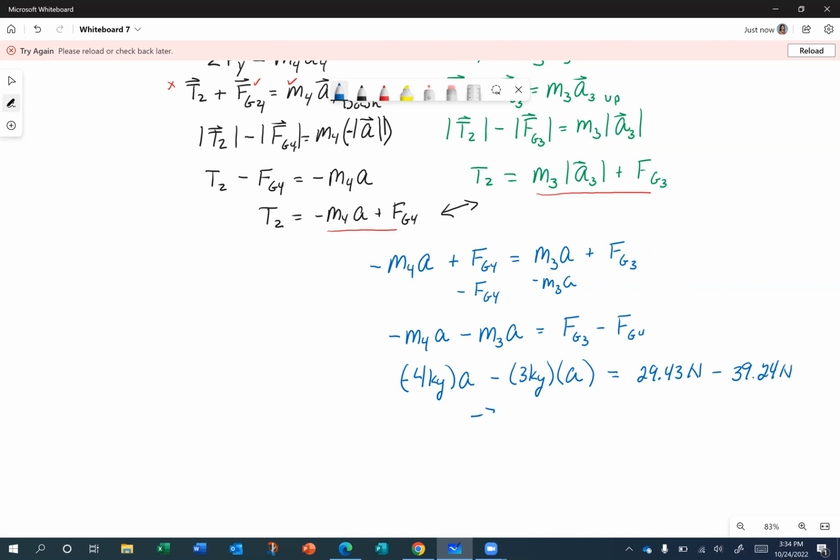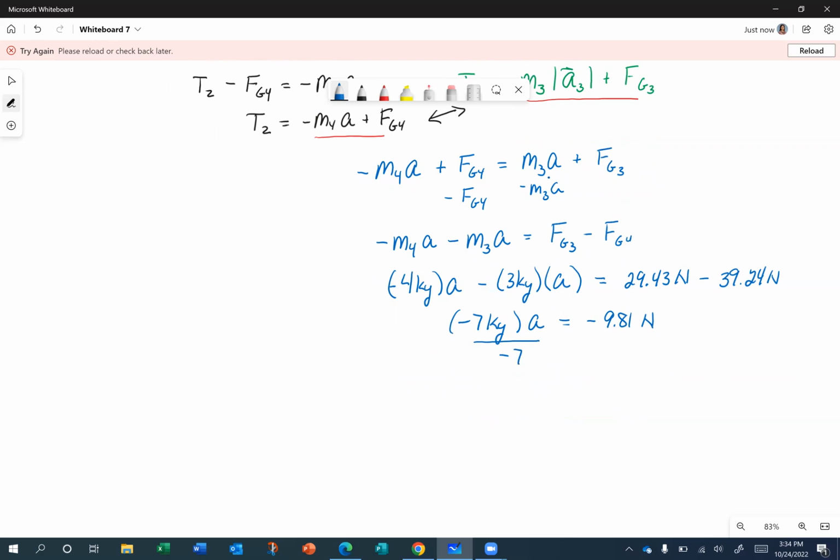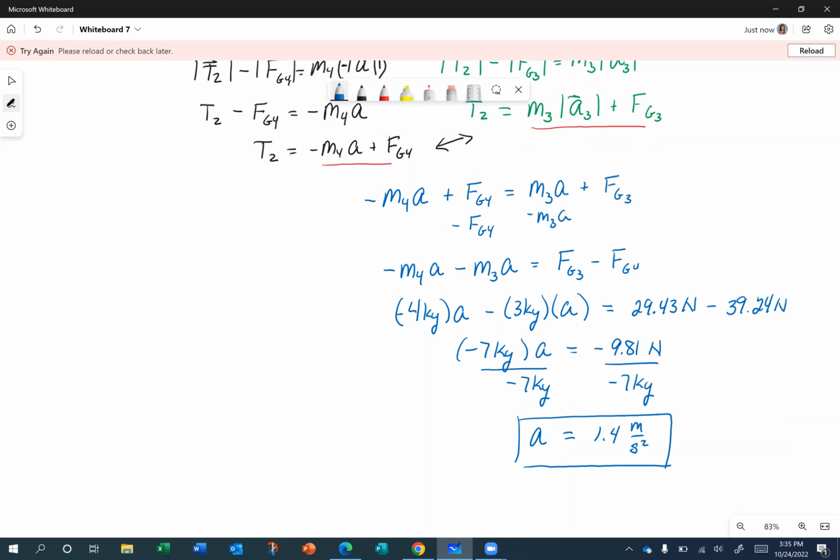So on this side, you get negative 7 kilograms times a equals negative 9.81 newtons. To get the a by itself, we'll divide by negative 7 kilograms on both sides. We get our acceleration equal to a positive 1.4 meters per second squared. So that is the magnitude of the acceleration of number 4 and all of the blocks.